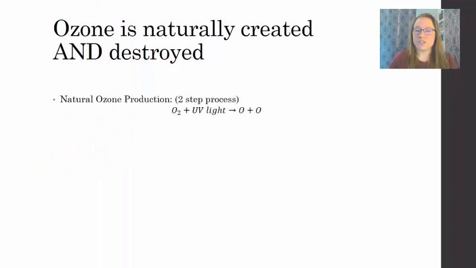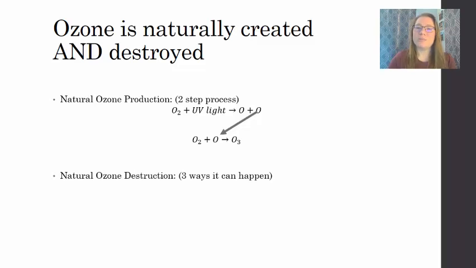So ozone production is done in two steps. UV light splits regular atmospheric oxygen into two individual oxygen atoms. Then those oxygen atoms combine with a regular atmospheric O2 molecule to create O3, which is the ozone. So we're absorbing a little bit of that UV light to create the ozone.